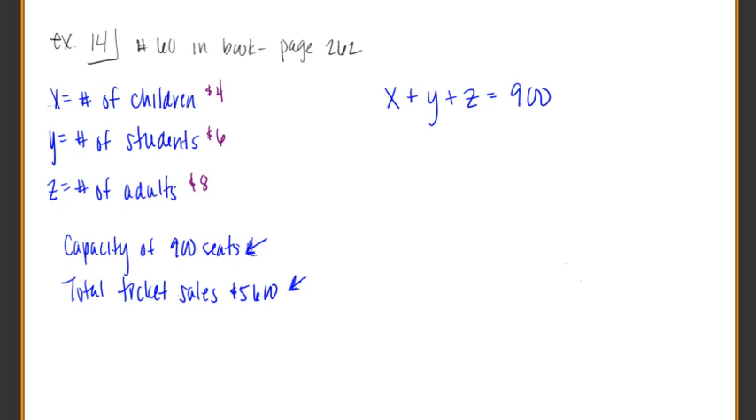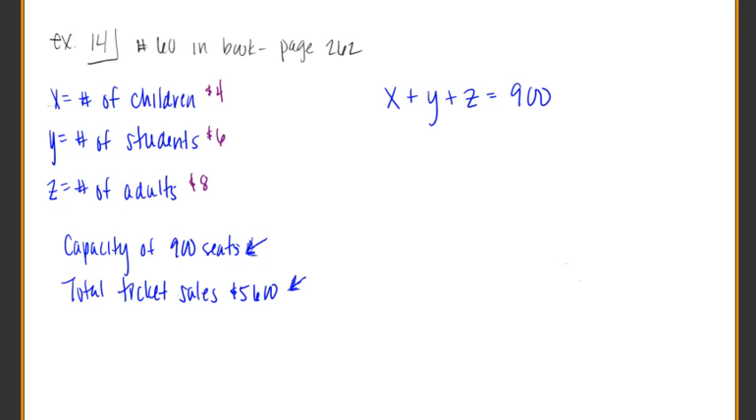Granted, there could be 0 of one and 899 of another and then 1 of the third, but still, together, if we're going to fill this up, as it tells me we had full attendance, then all of these 3 added up together had to be 900. So that takes care of the total number of seats.